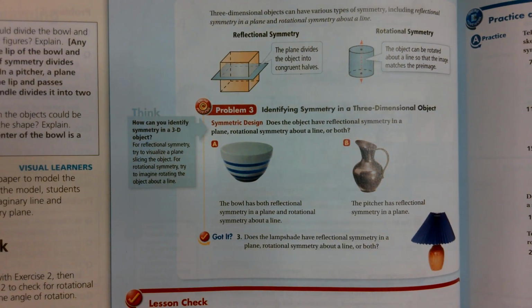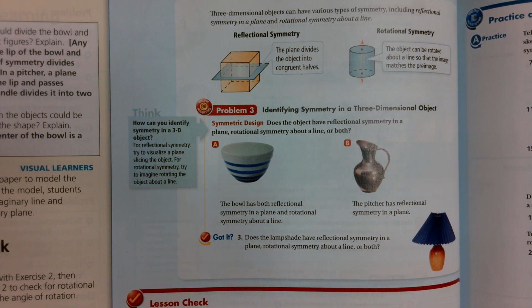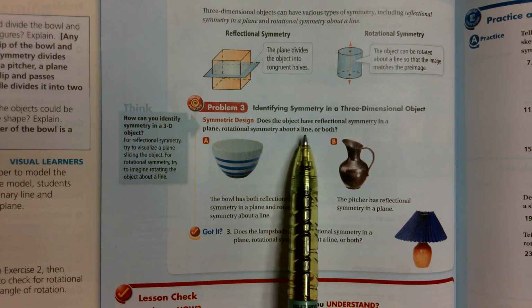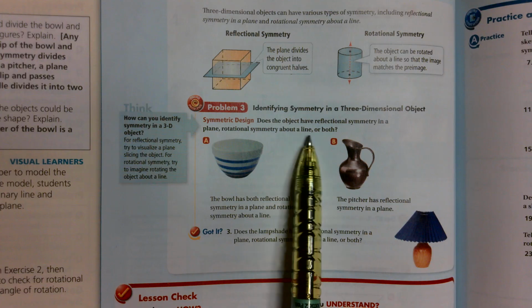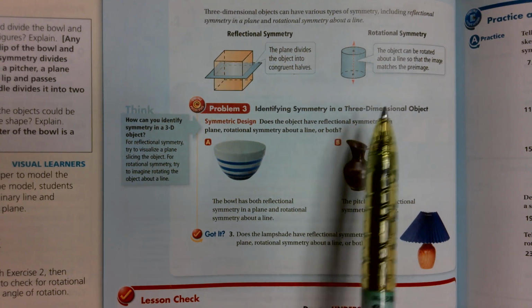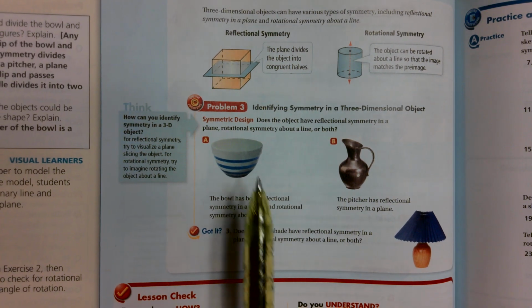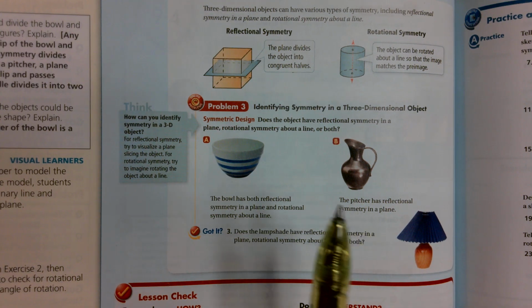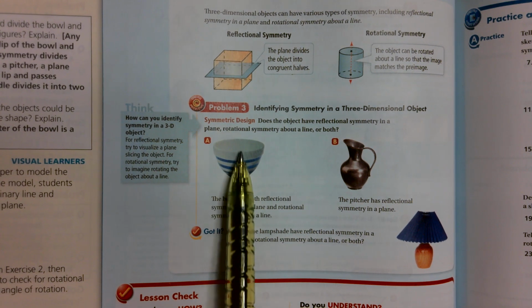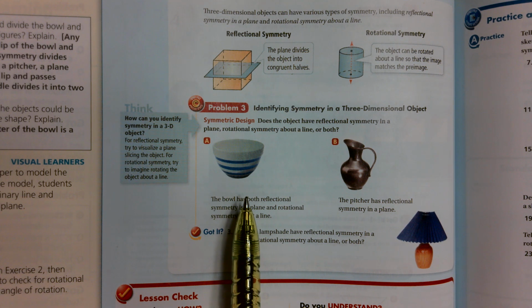So let's take a look at problem number 3. That's at the bottom there on your note sheet. We'll fill in those. We're going to do example 3, but let's talk about A. Does the object have reflectional symmetry in the plane, rotational symmetry about a line, or both? So let's remember, reflectional symmetry, that's this. Is there a plane where you could cut through this bowl and have the exact same thing on both sides? Yes, you could go straight through the middle with a plane, and then you would open up that bowl and you'd have the exact same bowl on both sides.